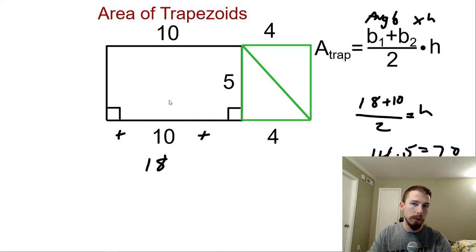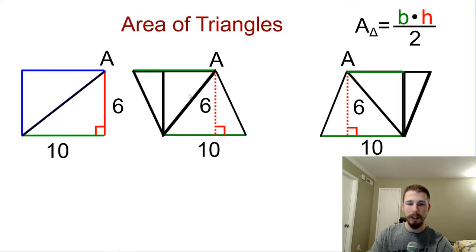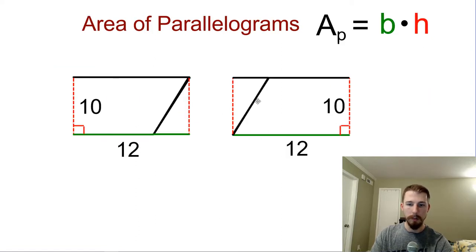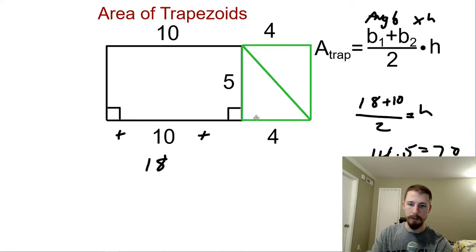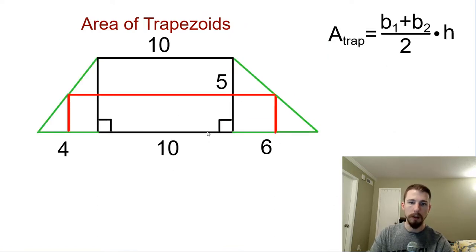So basically, we were able to make a rectangle out of our trapezoid, exactly the same how we were able to make a rectangle out of our parallelogram by moving one of the sides over here. We were able to do the exact same thing with this one by flipping it up and down and moving it. So essentially, we're taking the average of the two bases multiplied by the height. Let me show you another one.